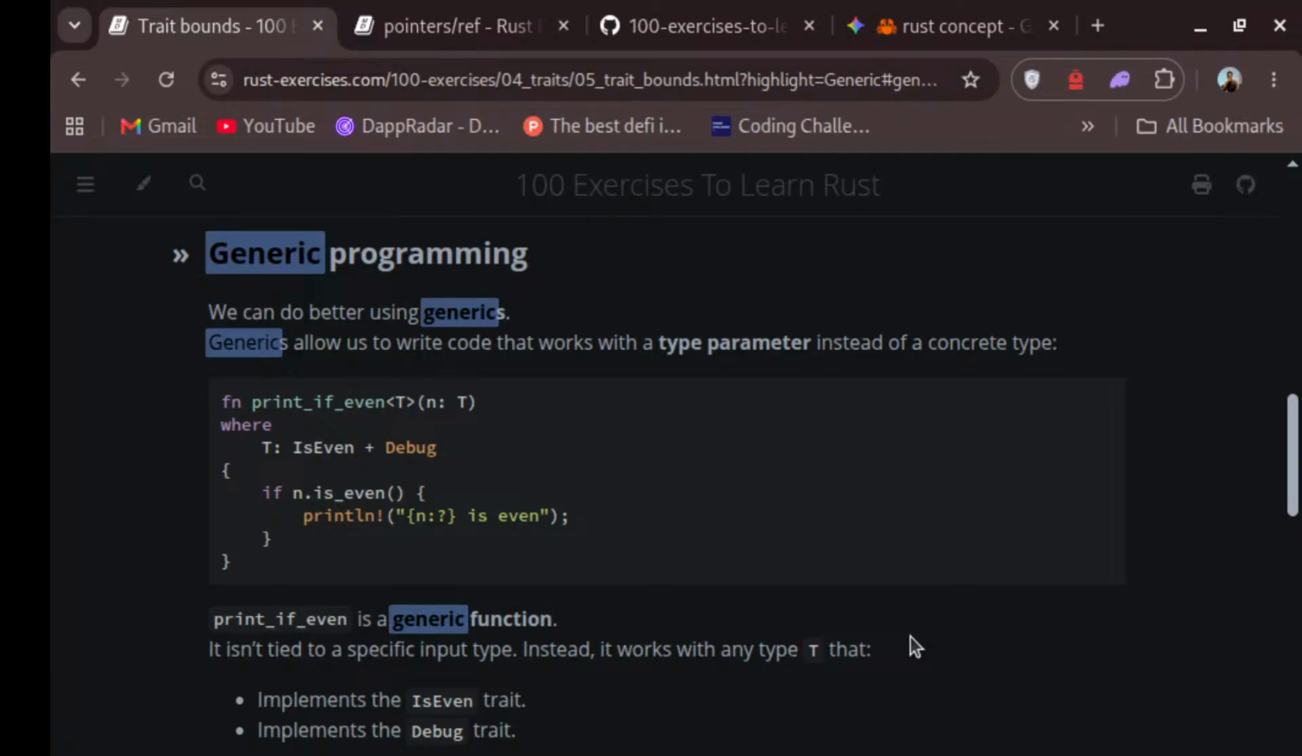And it must also implement the Debug trait. So what we are using is the IsEven trait and the Debug trait. The contract is expressed with the trait bound T: IsEven + Debug. The plus symbol is used to require that T implements both. Here you can see T: IsEven + Debug.